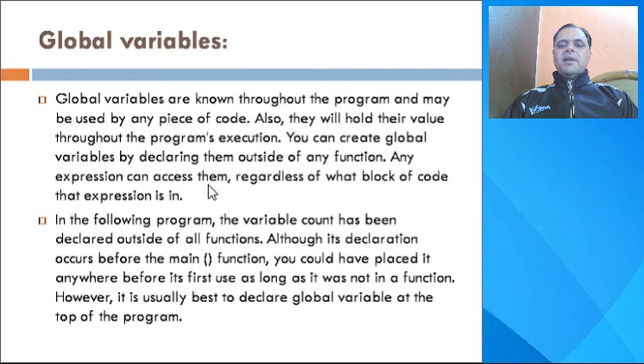You can create a global variable by declaring it outside of any function. So any expression can access it regardless of what block of code that expression is in. So any function, any expression can access that global variable. In the program in the next slide, the variable count is declared outside all functions. Although its declaration occurs before the main function, you could have placed it anywhere before its first use, as long as it is not in a function. However, it is usually best to declare global variables at the top of the program.